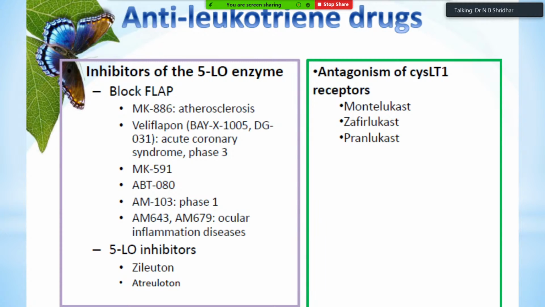The 5-lipoxygenase inhibitor, that's Zileuton, is in clinical use, whereas the antagonists of the LT1 type of receptors are Montelukast, which is very commonly prescribed in different types of allergies, and Zafirlukast and Pranlukast. All these three are important drugs which inhibit the cysteinyl LT1 type of receptors, and clinically they are used very commonly everywhere.